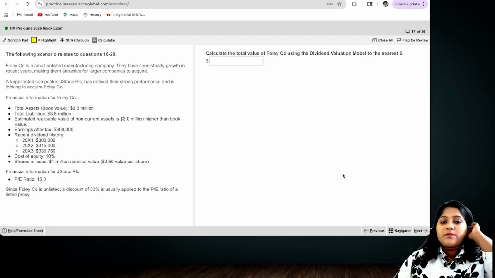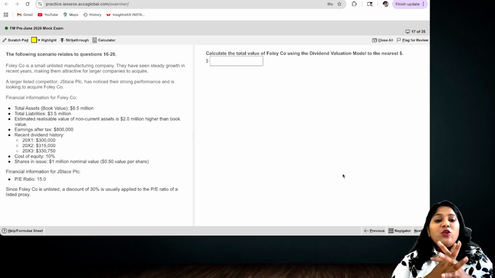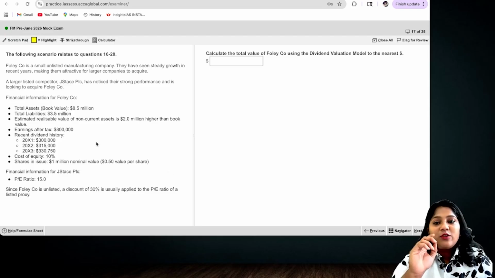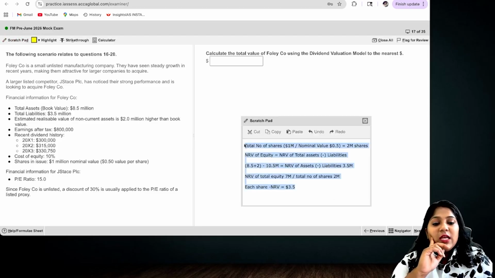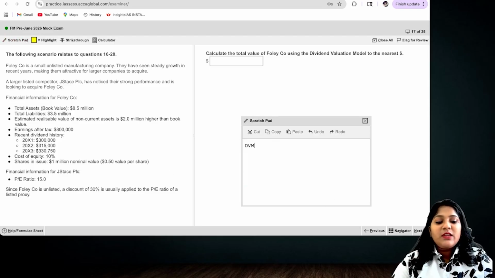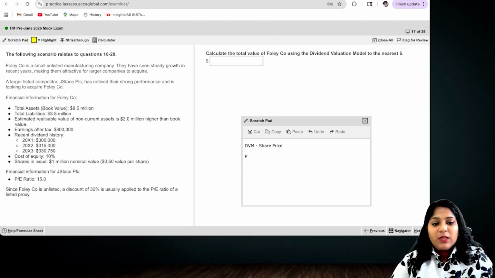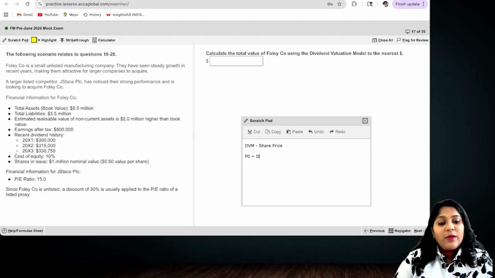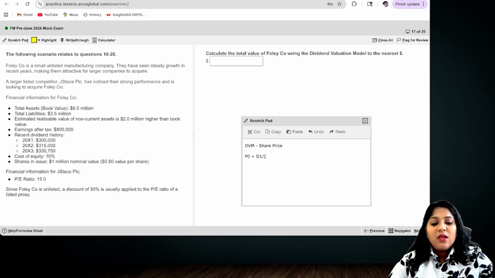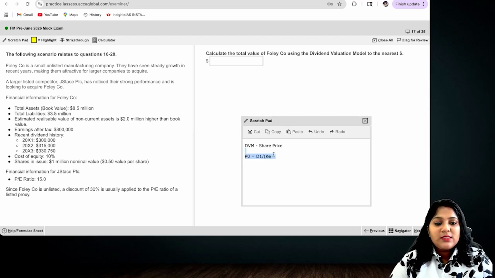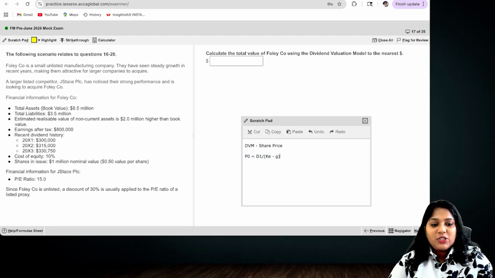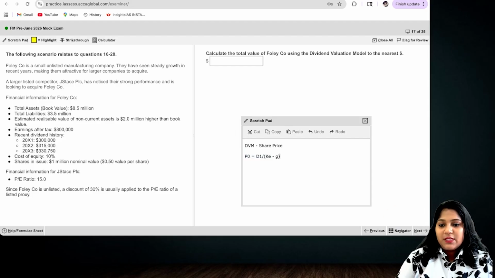Look at the next one. Calculate the total value of Folly company using a dividend valuation model to the nearest dollar. Guys, what are they asking? Using the dividend valuation model, find out the share price. First of all, what is the formula? To find P0, the share price today, it is D1 divided by cost of equity minus growth. This is the value that gives the share price, and once I find the share price, I can multiply it by the total number of shares.